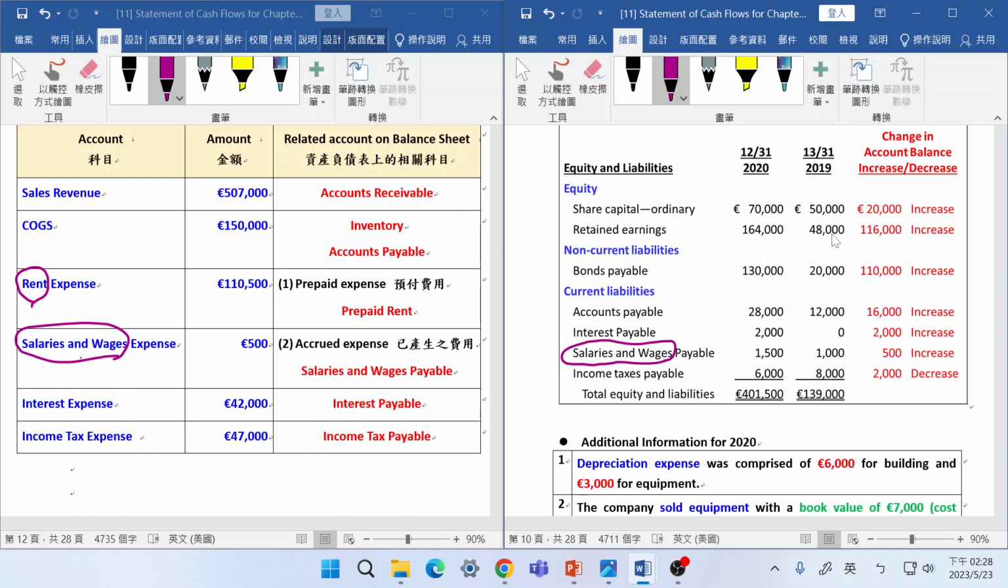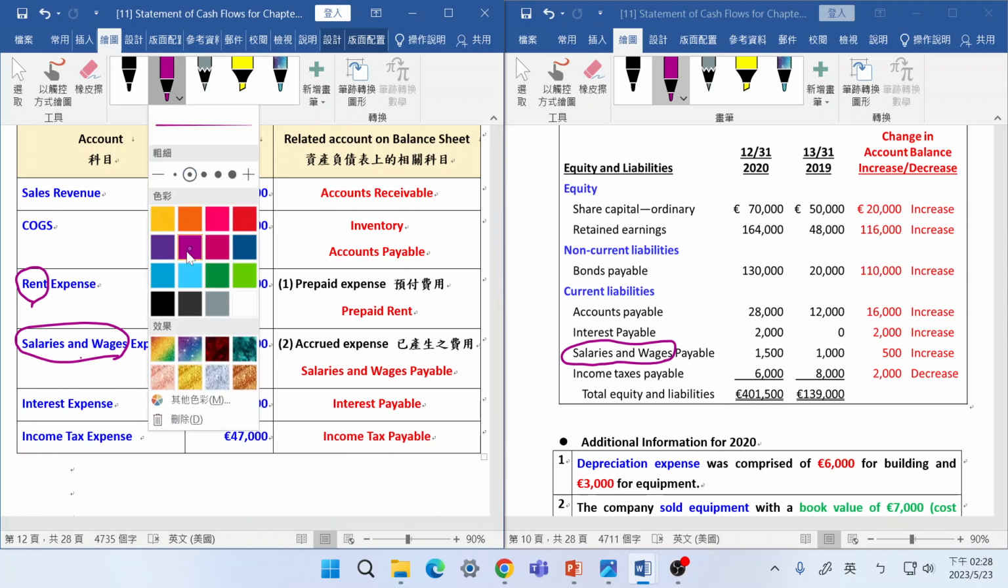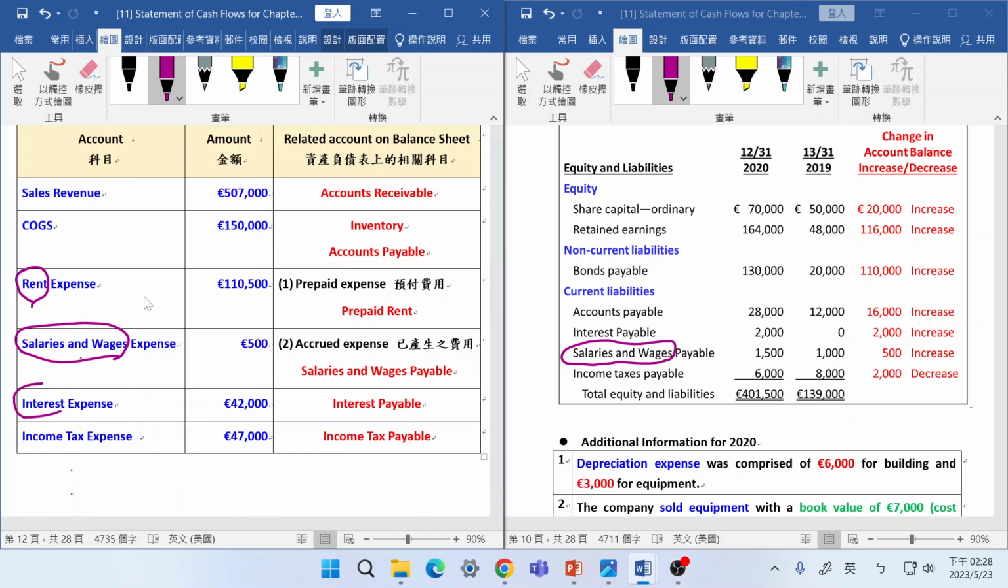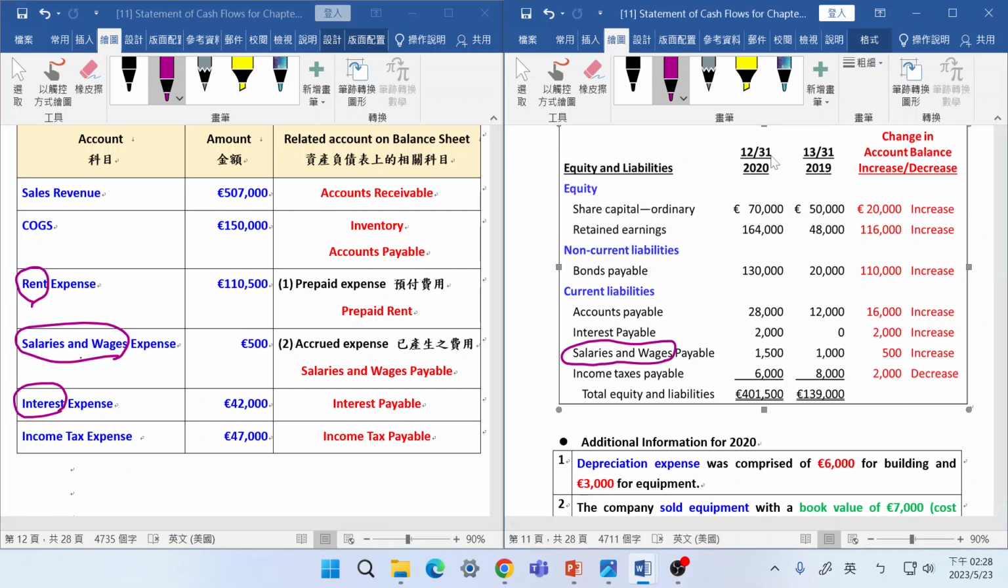How about next, interest, right? So I have an interest expense. So the keyword should be interest. So go to your balance sheet. Find out which account has interest. So I look at page 11 and find interest payable. Okay, so there's another account I need. So what's the last one? Income tax expense is the last one.